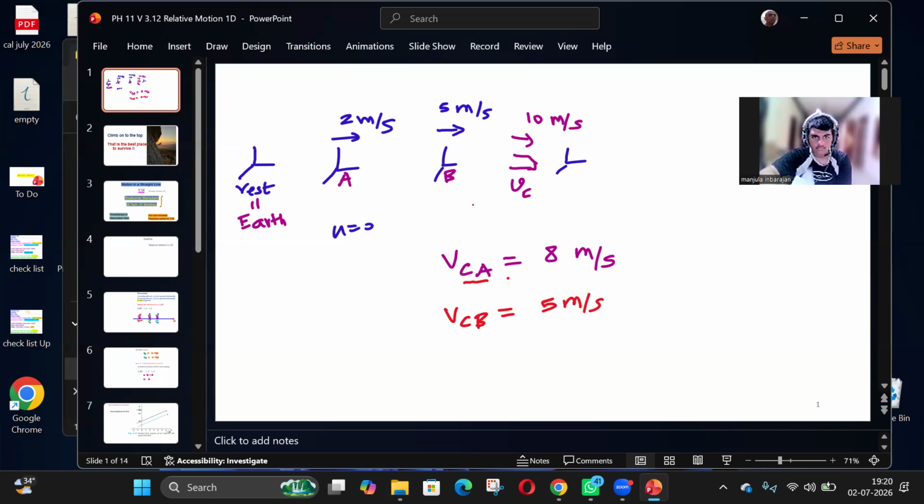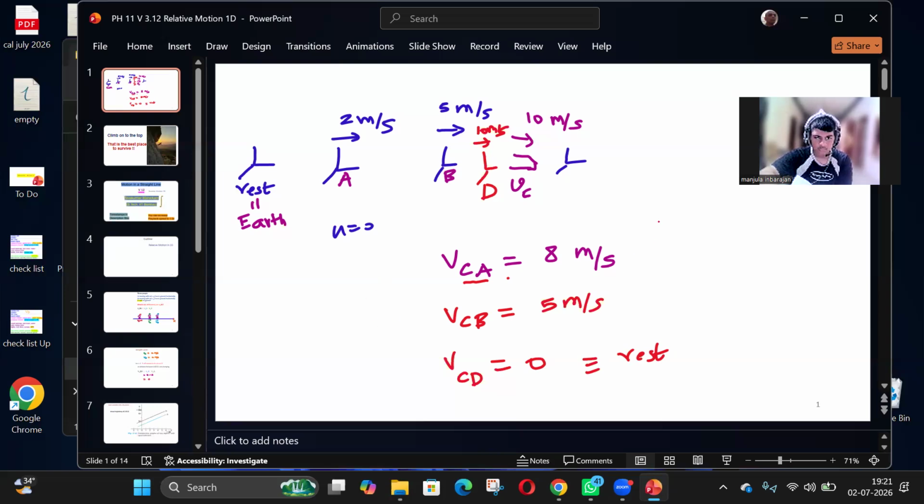So suppose I have a frame, let me call it D because C is already taken. Frame D is moving with a speed of 10 meters per second towards the right. Now the velocity of the car with respect to D is how much? D frame is moving at 10 meters per second, so the total velocity is zero. So that's equivalent to rest. In some sense, rest is a relative concept. It depends on the frame. Whatever is at rest in one frame will be in motion in other frames.